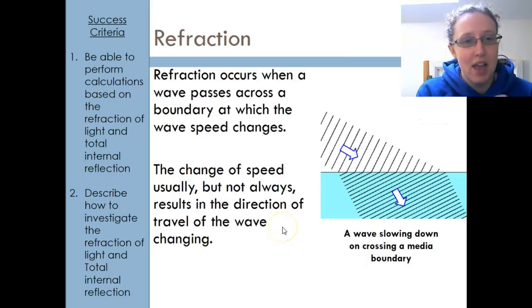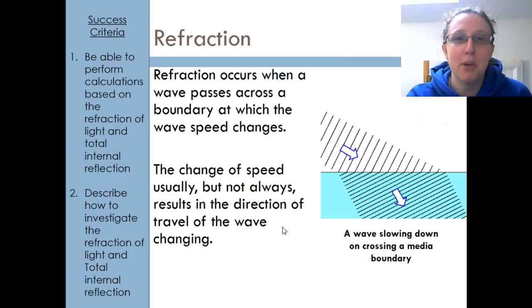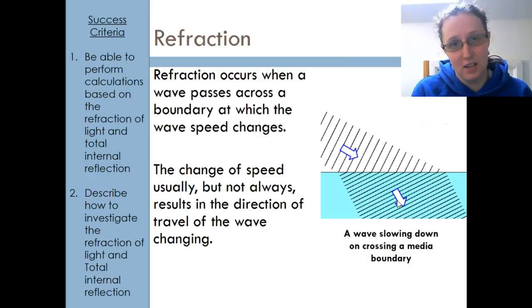Now it says here that the change of speed usually, but not always, results in a change of direction. That is because if I hit it straight on at 90 degrees, so if my wave was travelling straight like this, it'll change speed when it hits the boundary, but the whole width of the wave will change speed at the same time, so it'll just keep going on in a straight line. It will just have slowed down. So that's the exception.